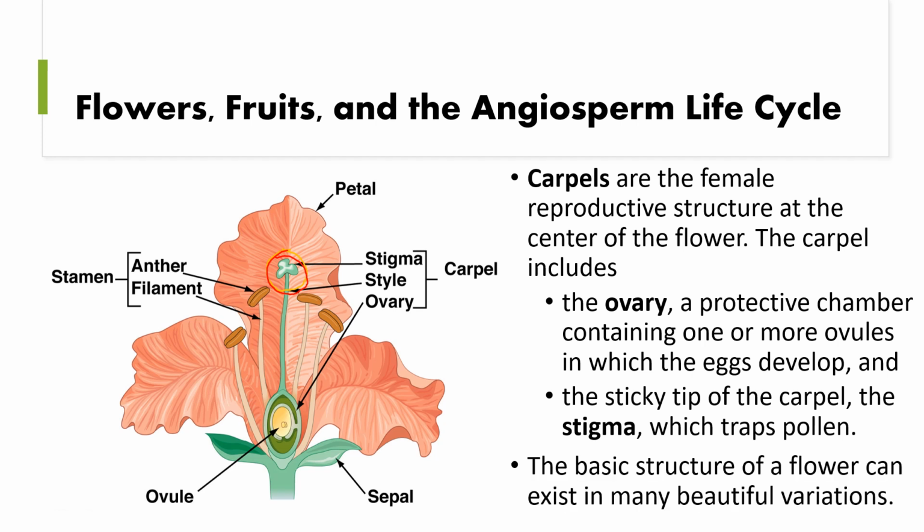And then we have the style, which is going to be the filament that the stigma is attached to. So this is the basic structure of a flower, but there's lots of variation in different flowers. And sometimes it's pretty difficult to figure out what part is what. So if I ask you about any of the anatomy of a flower, it'll be on this flower specifically.